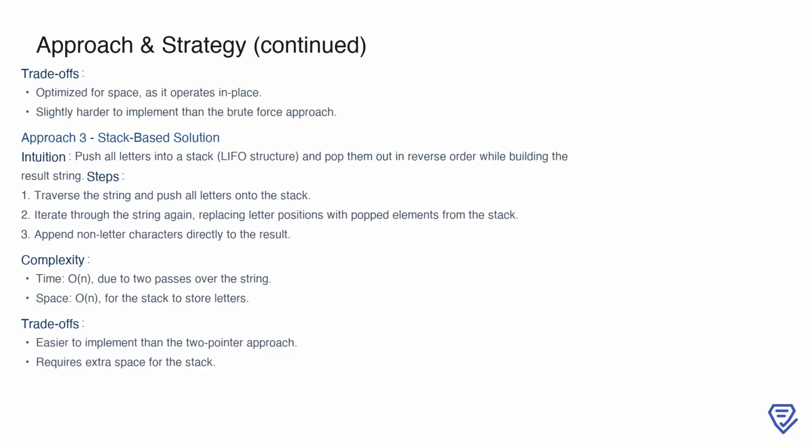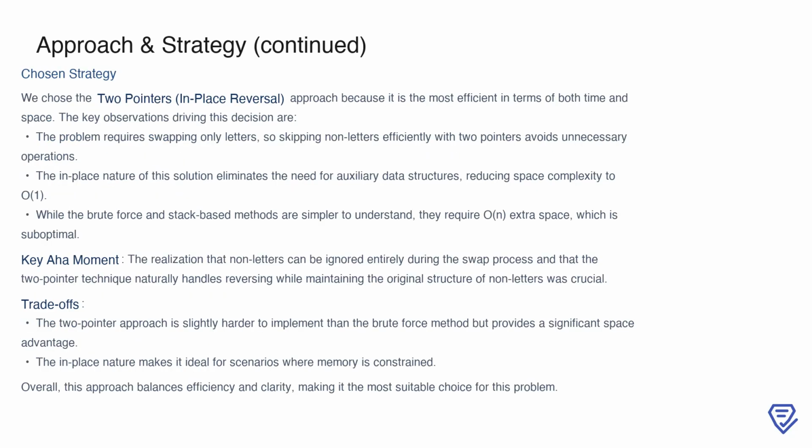This method is easier to grasp than the two-pointers approach, but it does require n additional space for the stack. Like the brute force method, the time complexity is n due to the two passes over the string. While it's a viable solution, the extra space for the stack makes it less optimal compared to the in-place two-pointers technique. The two-pointers approach emerges as the best solution because of its efficiency in both time and space.